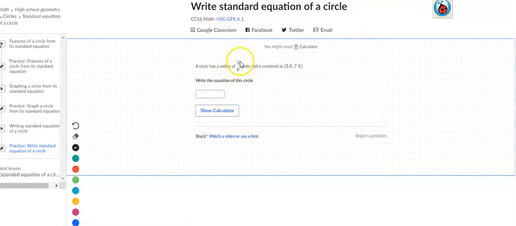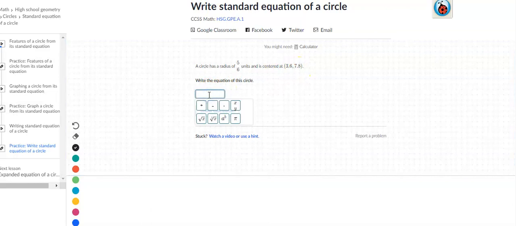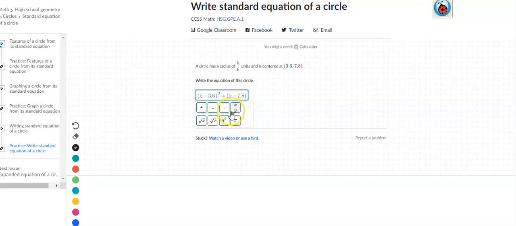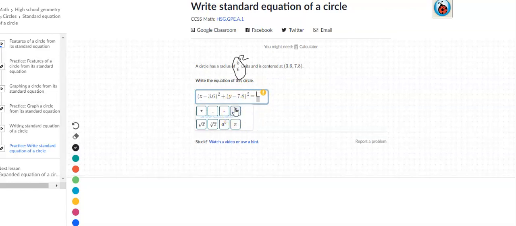All right, next one. Circle has a radius of 5/6 unit and is centered at 3.6 and 7.8. So this is easy when I just have to plug in my numbers. So x minus, since that's a positive number, I just keep it minus 3.6. And then y minus 7.8. Equals, so 5/6 squared means I need my fraction box of 25 over 36. Just make sure to square the 5 and square the 6.